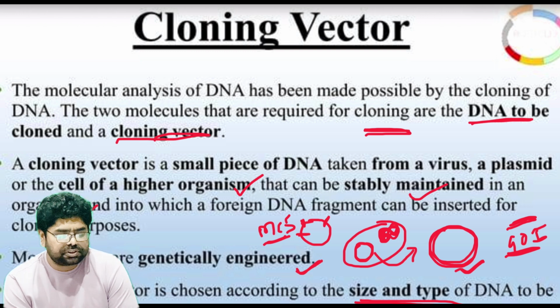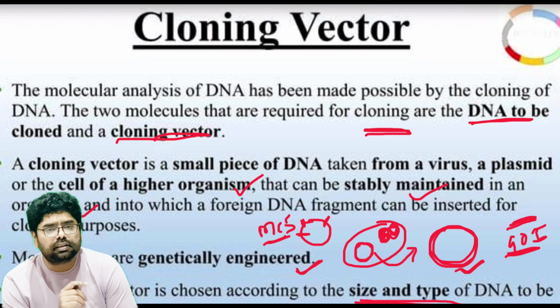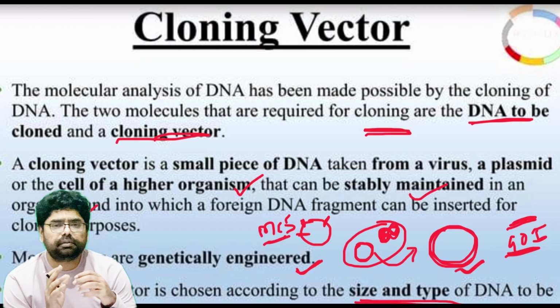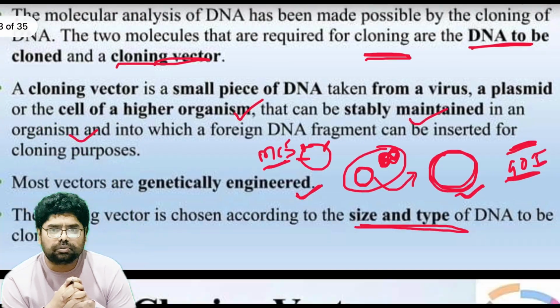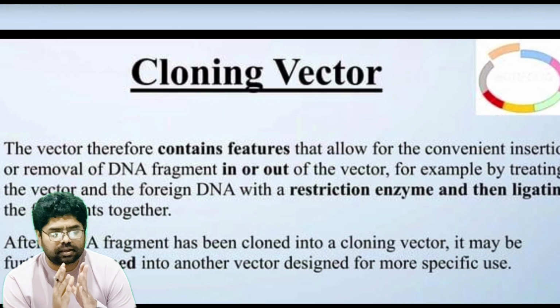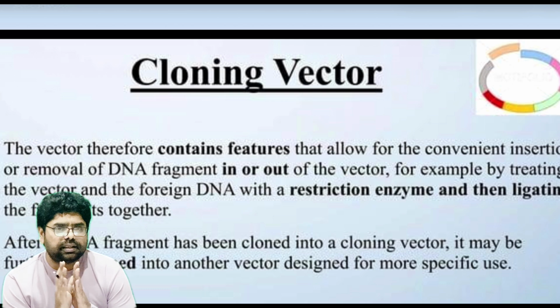The cloning vector is chosen according to the size and type of the DNA to be cloned. Choosing the cloning vector is very important because the size and type of DNA will decide your cloning vector. Suppose you want to clone a very big chunk of DNA, you will choose a bacterial artificial chromosome because it can accommodate a very high amount of DNA inside. So at that time your choice will be BAC.